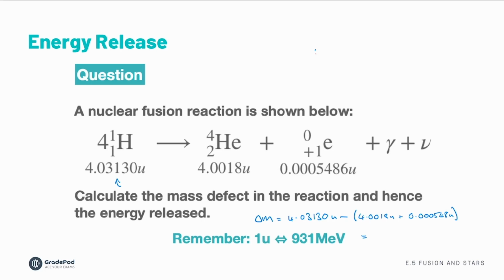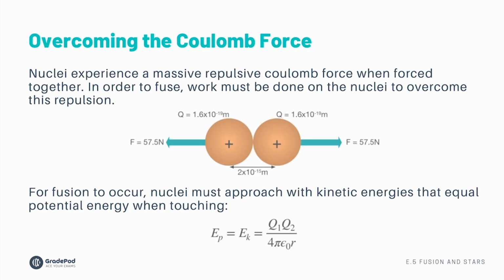That gives us a value of mass defect as 0.02895 U. We know that 1 U is equivalent to 931 mega electron volts. So we simply multiply that by that to give us the energy that's out. And the energy released in this equation is going to be 26.95 mega electron volts. Lots and lots of good energy.